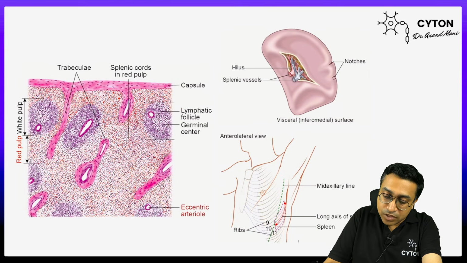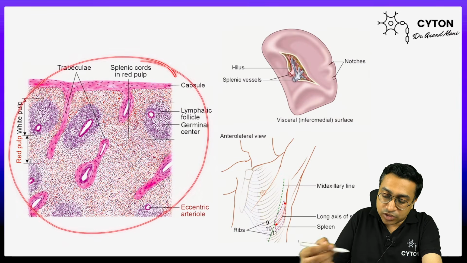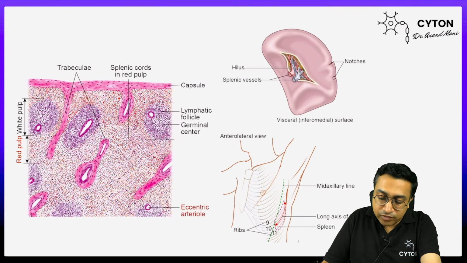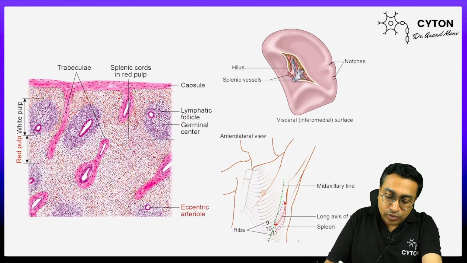So you can see this photograph. This is the histological image of the spleen. You can see the scattered area here. This you can appreciate is a lymphatic follicle, with the germinal center in between. This part is the white pulp and the rest of this area is the red pulp.